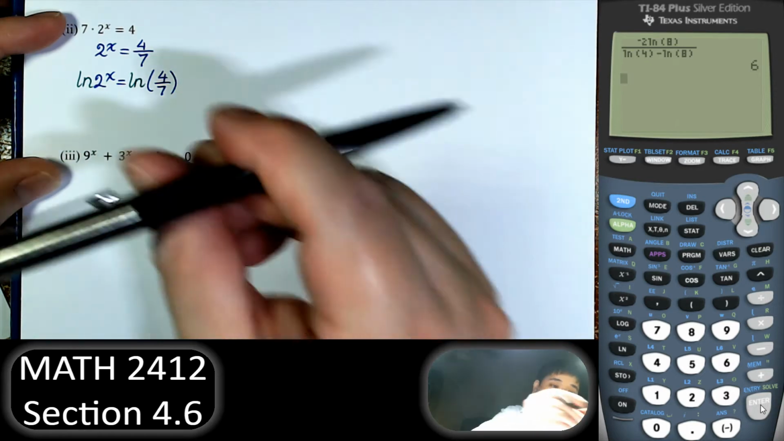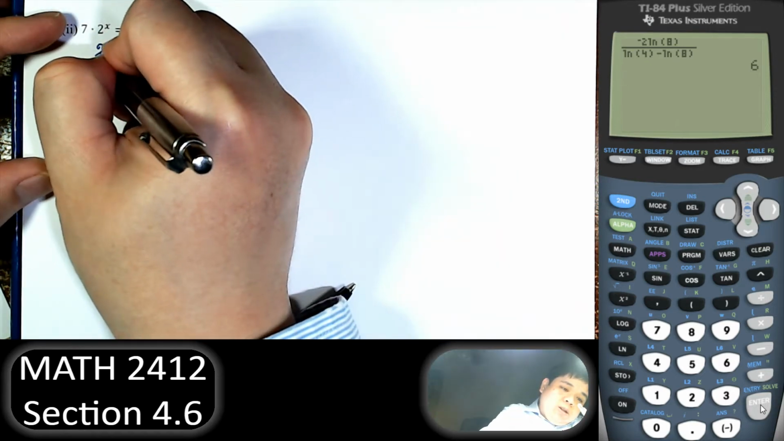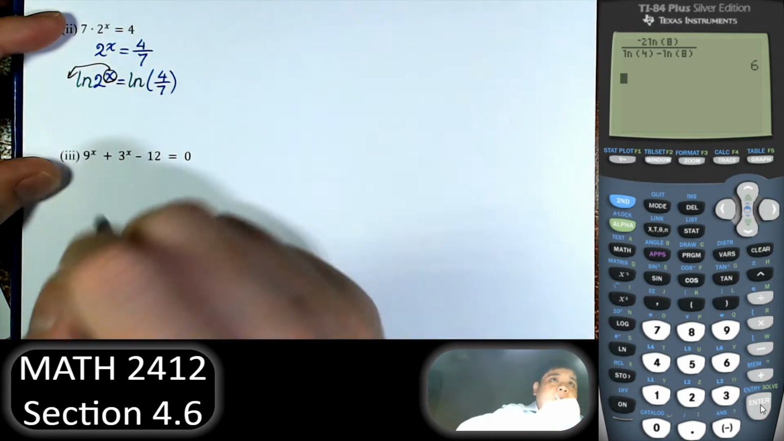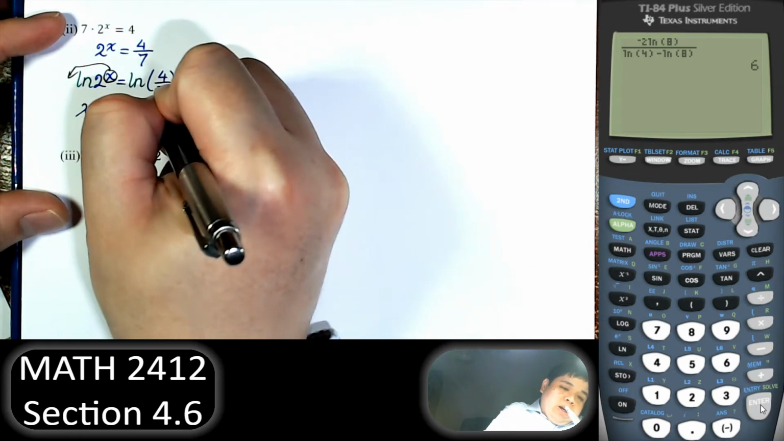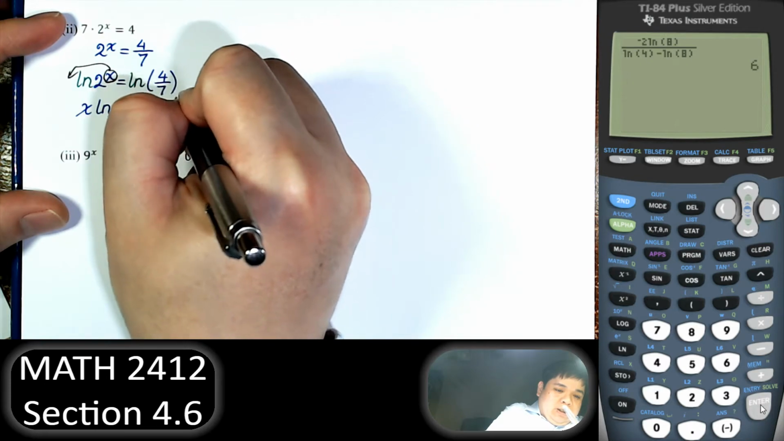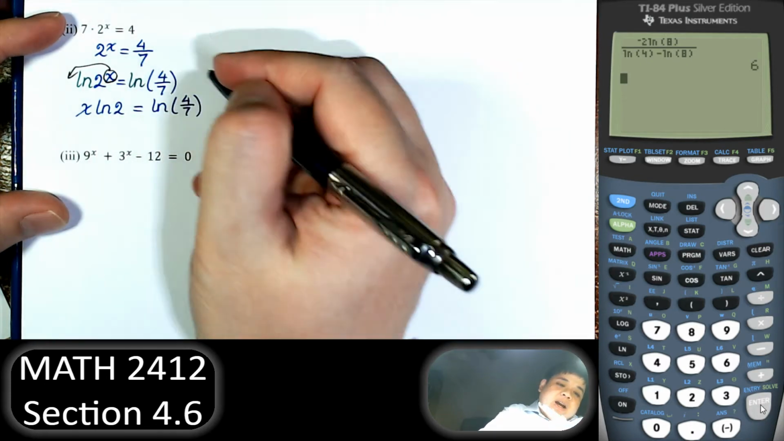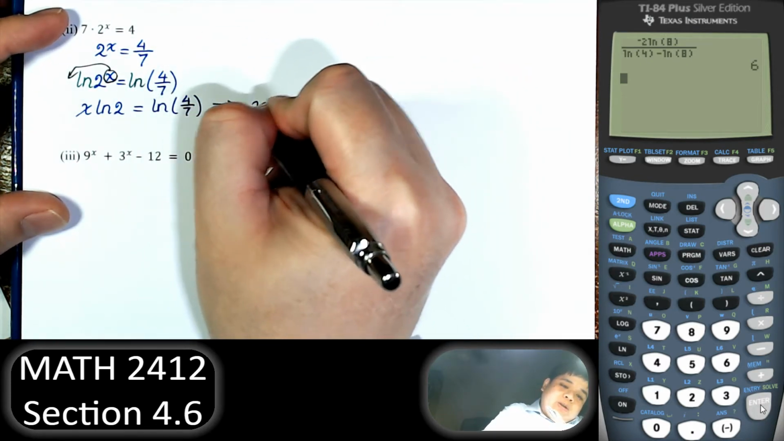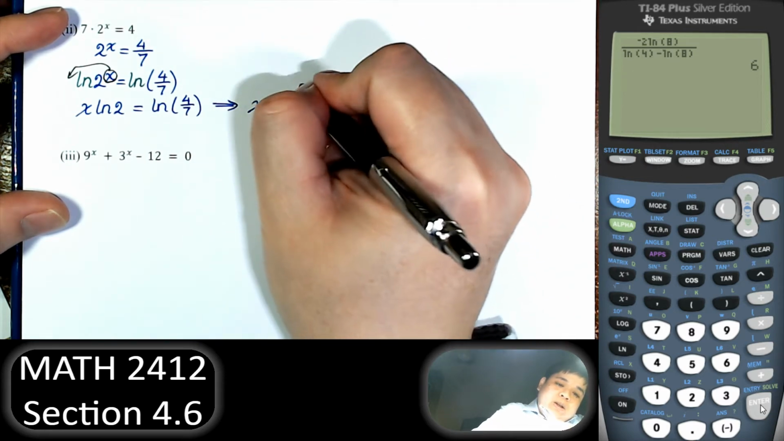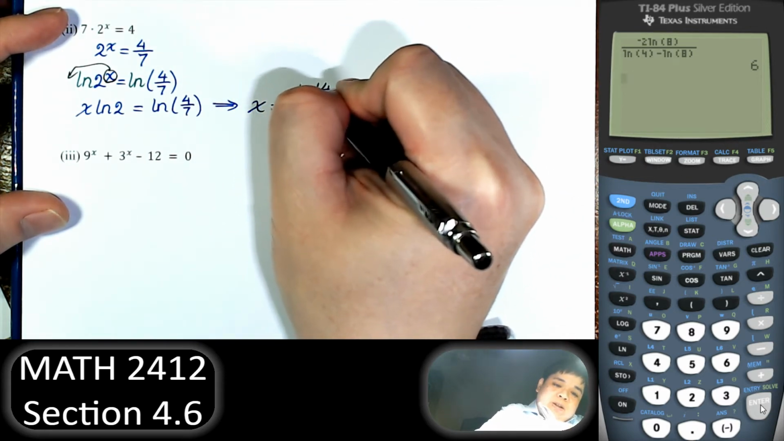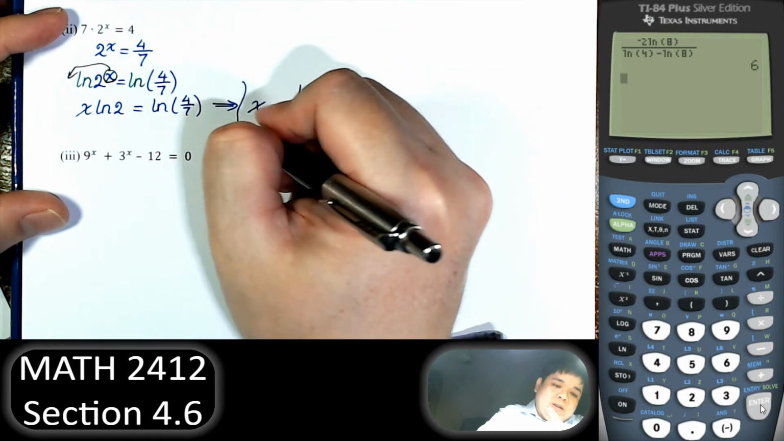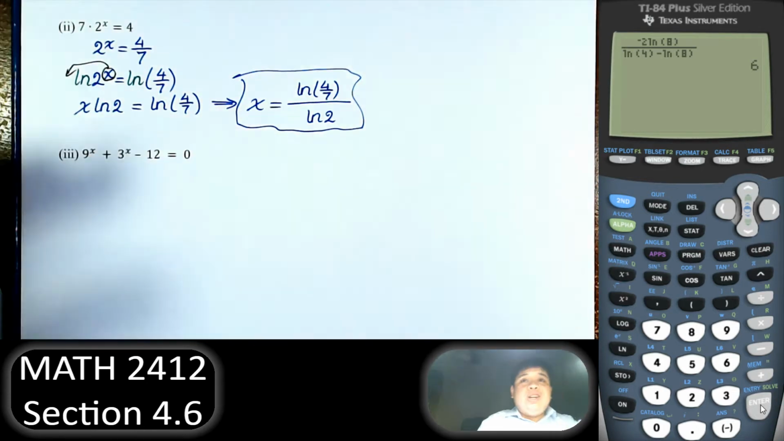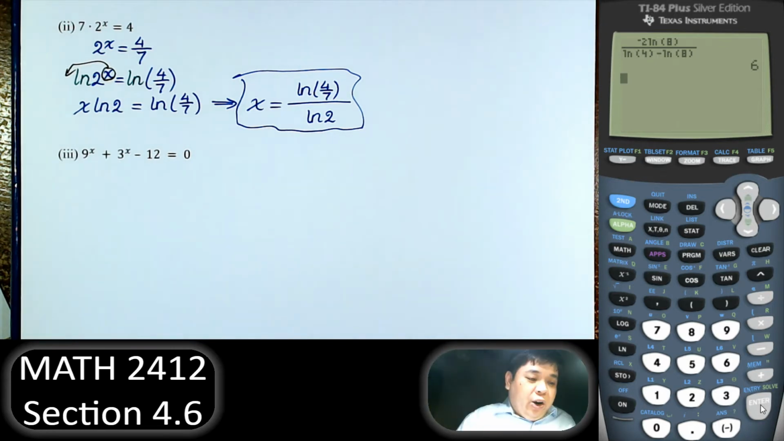And then we can take the exponent outside. So x ln of 2 equals ln of 4/7. And then divide by ln of 2, so we have x equal to ln of 4/7 over ln of 2, right? Yeah, this one we don't have another way to do this.